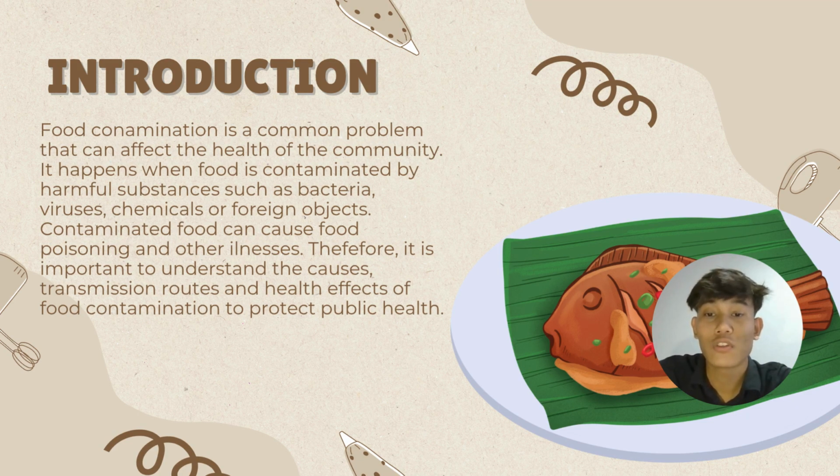Food contamination is a common problem that can affect the health of the community. It happens when food is contaminated by harmful substances such as bacteria, viruses, chemicals, or foreign objects. Contaminated food can cause food poisoning and other illnesses. Therefore, it is important to understand the causes, transmission routes, and health effects of food contamination to protect public health.